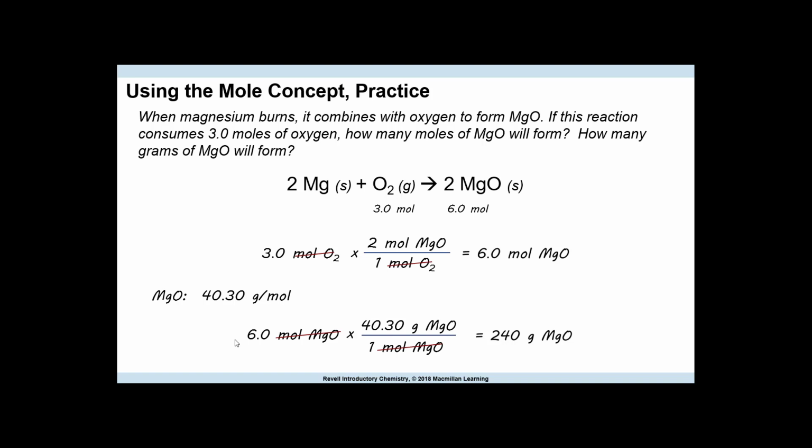If this reaction consumes 3.0 moles of oxygen, how many moles of magnesium oxide will form? How many grams of magnesium oxide will form? There are two ways to approach the first part of this problem. The first is by visual inspection from the balanced equation.